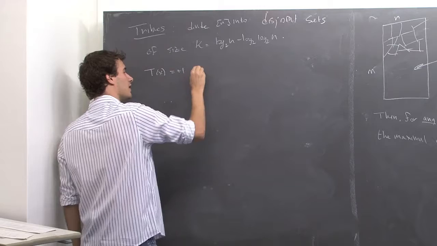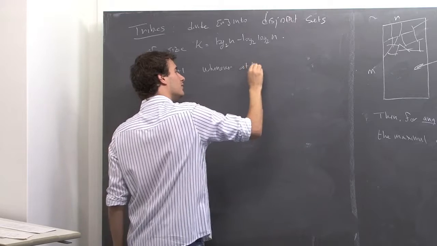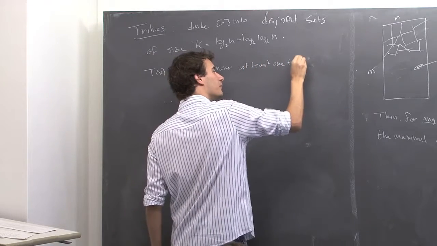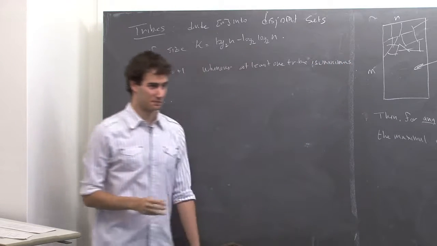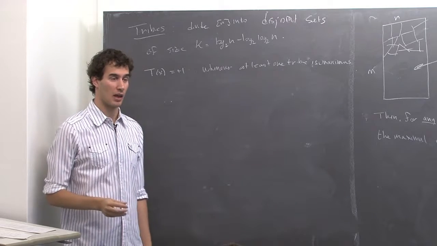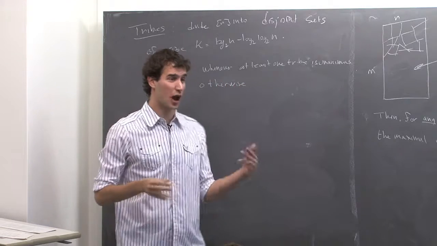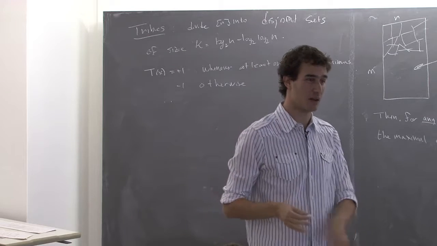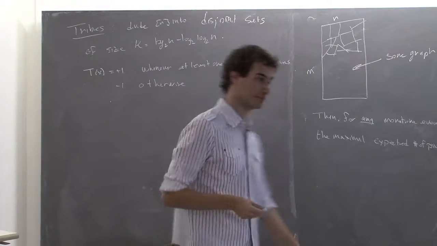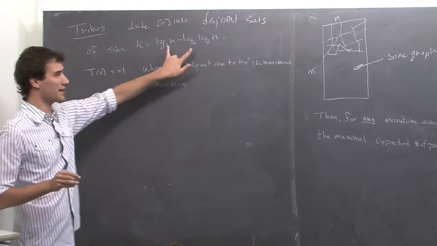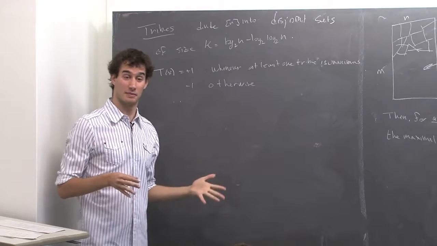T of x is equal to plus 1 whenever at least one tribe is unanimous, and minus 1 otherwise. So if all the tribes have at least one member who says no, tribes votes no. If there is one tribe which is unanimously yes, tribes votes yes. So you'll see why this weird normalization comes here, because we pick it sufficiently exactly so that tribes has constant variance.